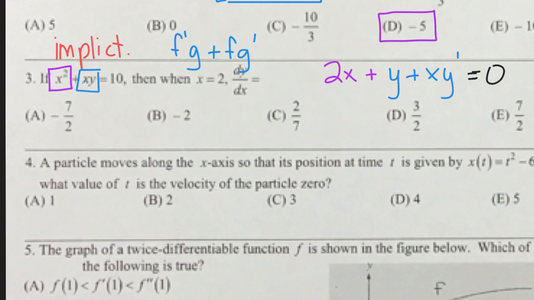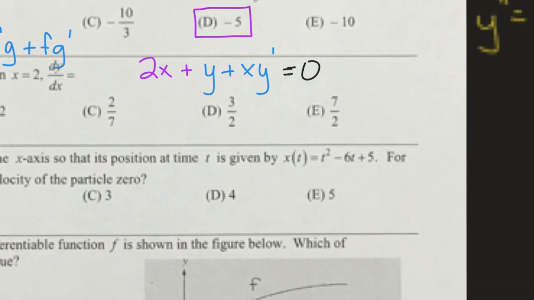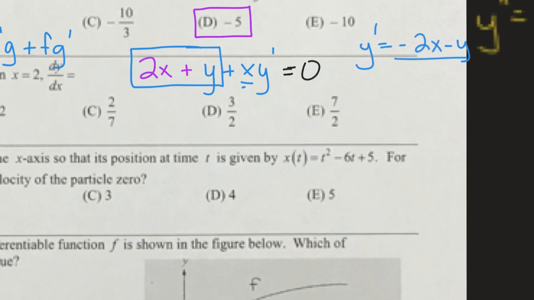So now, since we want to figure out what dy/dx is, I need to plug in x equals 2. Well, I just need to solve this for y prime first, right? So I'm going to subtract these two things to the other side and then divide by x. So y prime is (-2x minus y) divided by x. Okay, so that's how I'm going to find the slope, which is your first derivative at any value here.